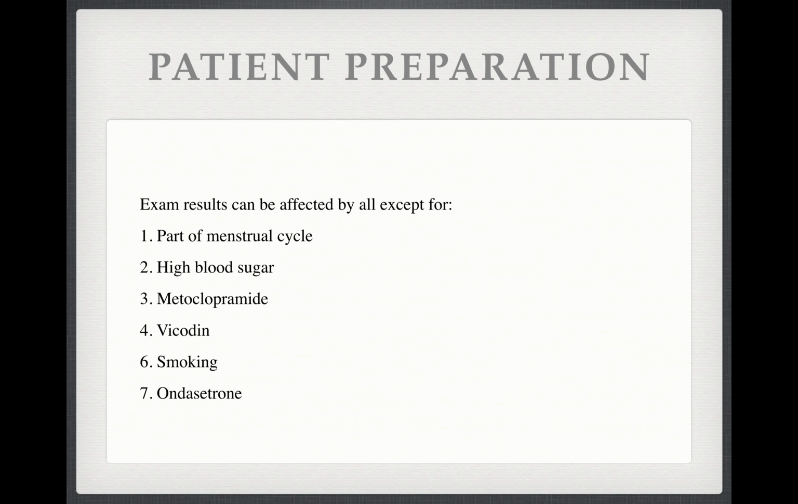Okay, so quick question. The exam results can be affected by all except for one: 1, part of the menstrual cycle, 2, high blood sugar, 3, metoclopramide, 4, Vicodin, 6, smoking, and 7, ondansetron. Very, very simple question, and the answer is 7. Ondansetron is the agent of choice if the patient has nausea and can't eat the meal.